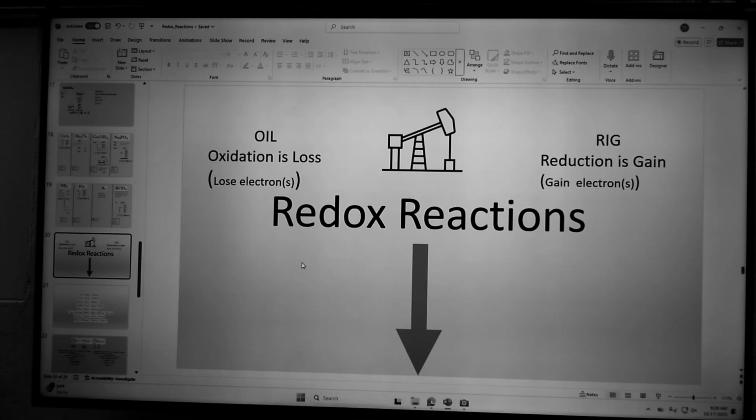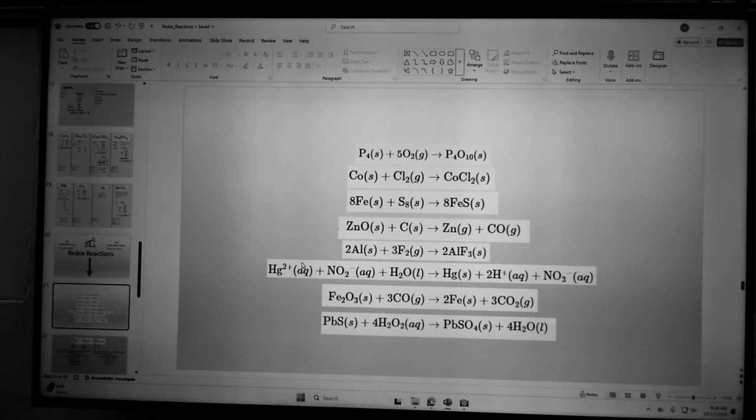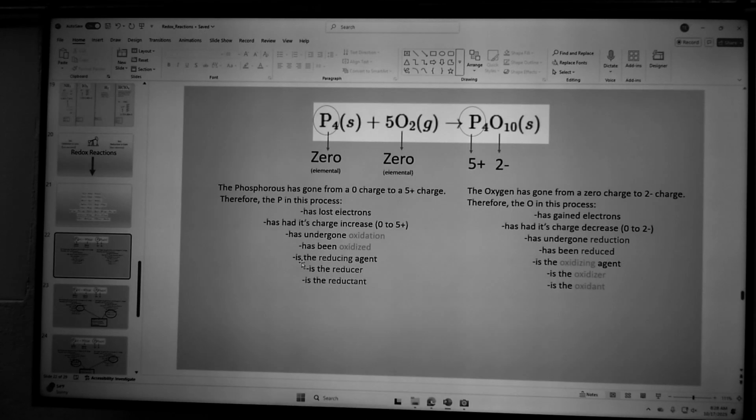I think it'll make more sense if I start showing you some reactions. You can take the reactions on this page just to practice them yourself, but I go through them in the following slides. Okay, so now we have some reactions in front of you. These are all oxidation reduction reactions. And the whole point is to figure out which one of them is losing electrons and which one of them is gaining electrons. So we'll start with this one, P4.